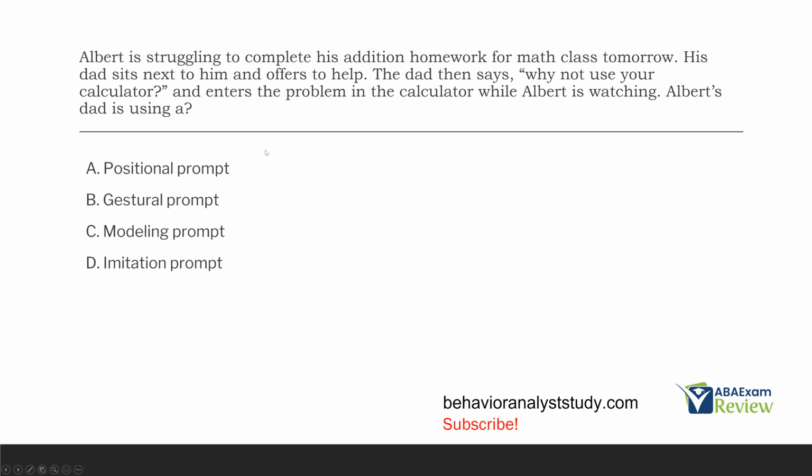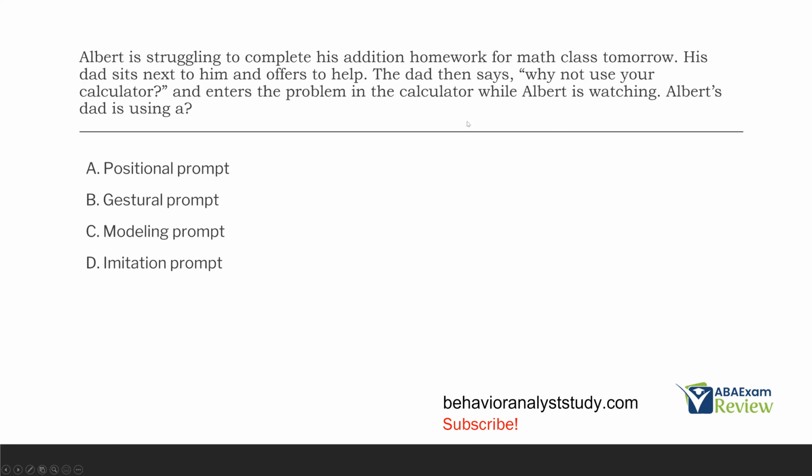Now, whose behavior are we looking at? It's two people in the scenario. When you have two, three, four, five people in your scenarios, you need to be sure you know who you're paying attention to and what behavior. We're looking at Albert's dad here, right? So we know he sits down, offers to help, says, "Why not use your calculator?" which would be the SD, and then enters the problem in the calculator while Albert is watching.